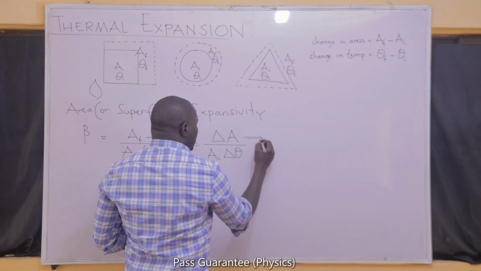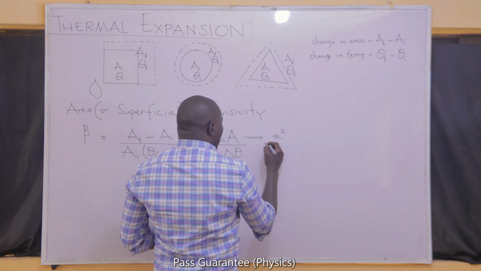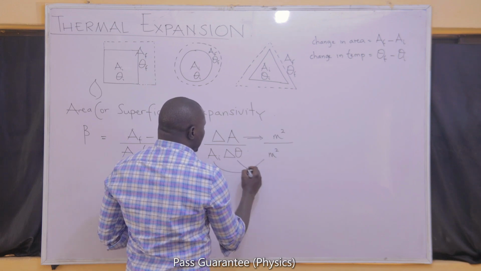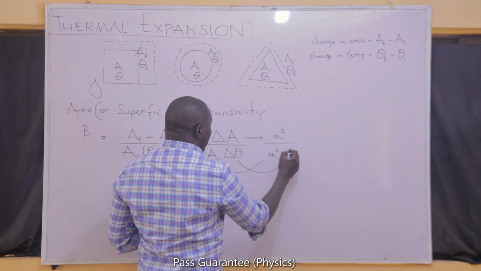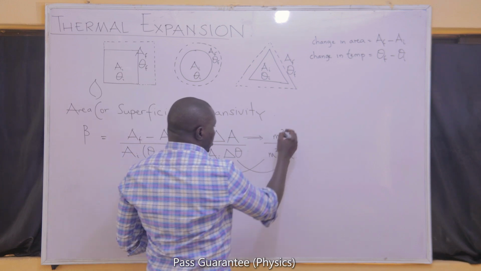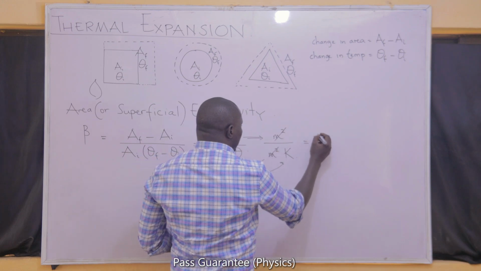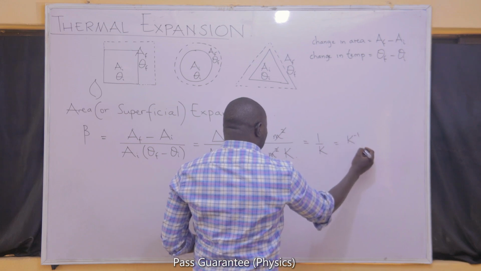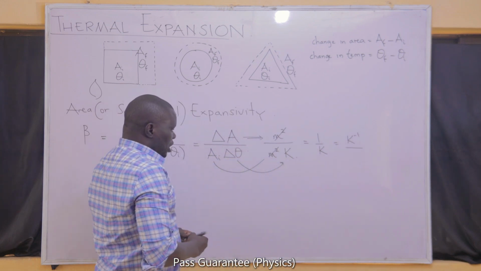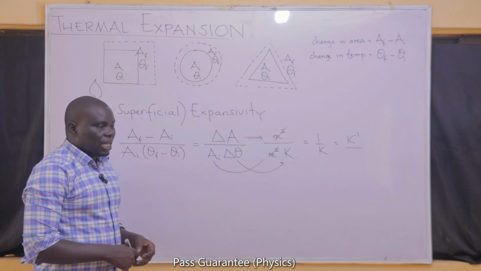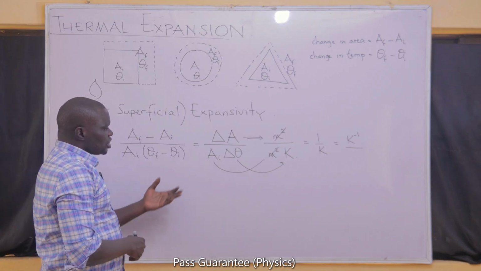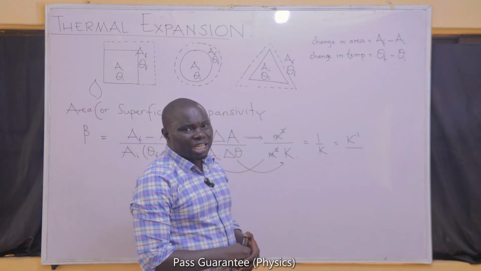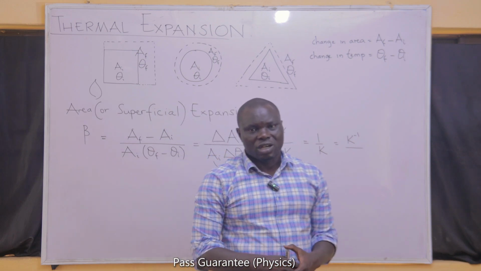We expect the unit of the change in area to be meter squared. We expect the unit of this area to also be meter squared. And we expect the unit of the change in temperature to be Kelvin or degrees Celsius. If we cancel out the area units, we are going to have 1 all over K, and that is per Kelvin. Mind you, I've been using Kelvin, but you can also use degrees Celsius. If your change in temperature has already been calculated in Kelvin, that will also be your change in temperature in degrees Celsius.